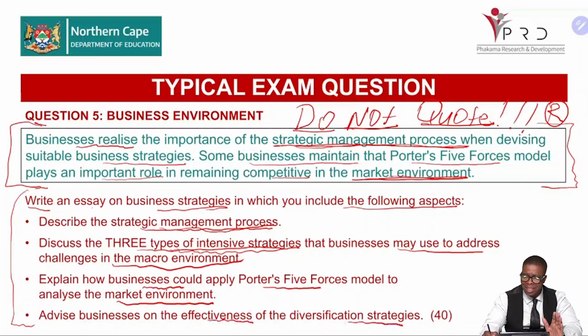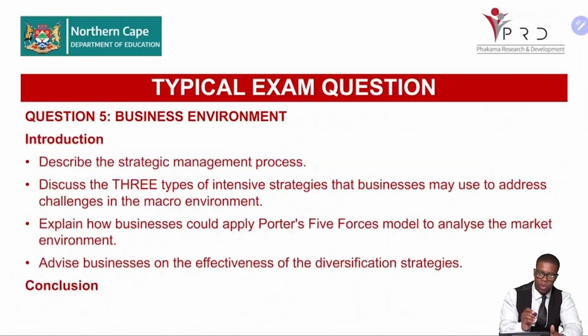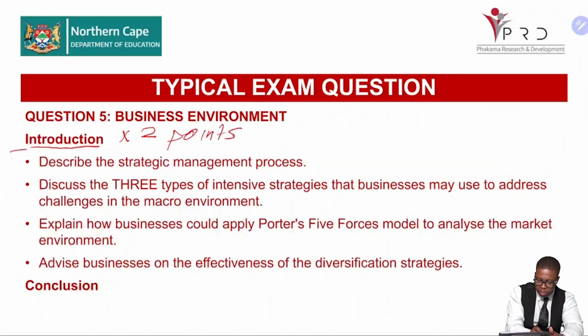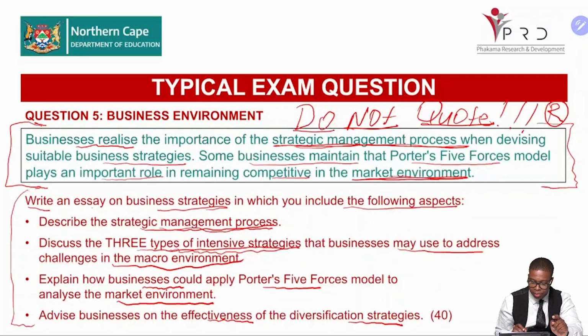Now, let us deal with how to answer an essay, grade 12 learners. This is how you answer an essay. Your essay, firstly, should have an introduction, and your introduction should have ×2, meaning 2 points. Thereafter, you skip a line. After skipping a line, what is the first subheading from the question? The first subheading is describe the strategic management process.